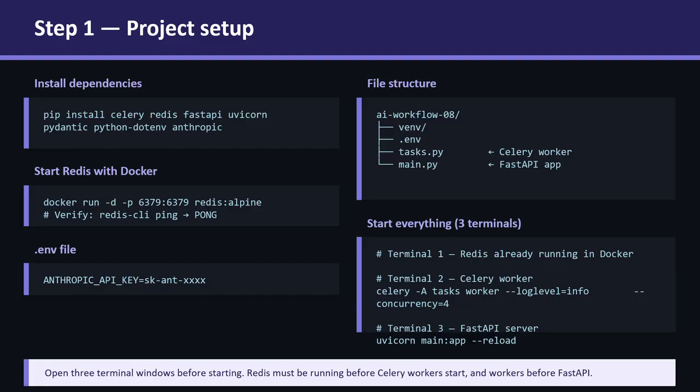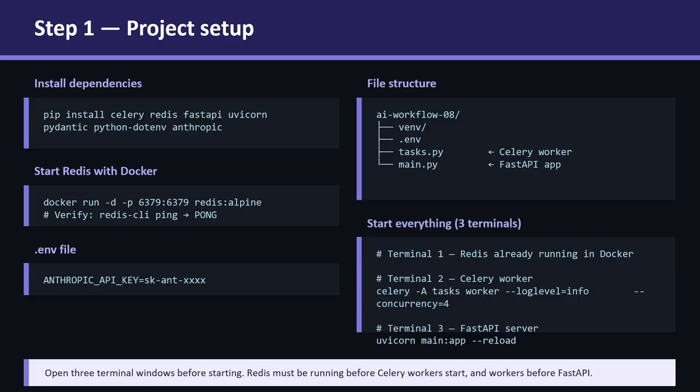Next, project setup. Install Celery, Redis, FastAPI, Uvicorn, Pydantic, python-dotenv, and Anthropic. Start Redis using Docker. The command runs a lightweight Alpine-based Redis container and maps port 6379 on your machine to port 6379 inside the container. Port 6379 is Redis's default port. Verify Redis is running by calling redis-cli ping in a new terminal. It should print PONG.